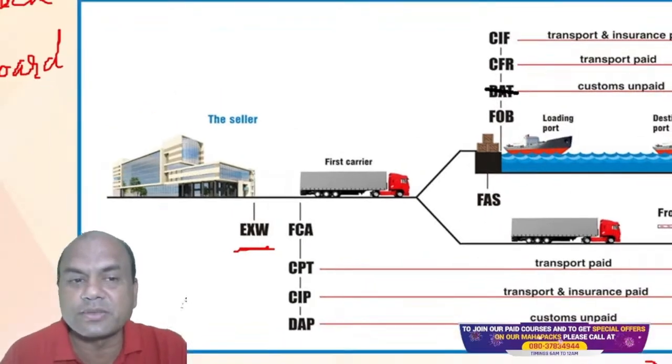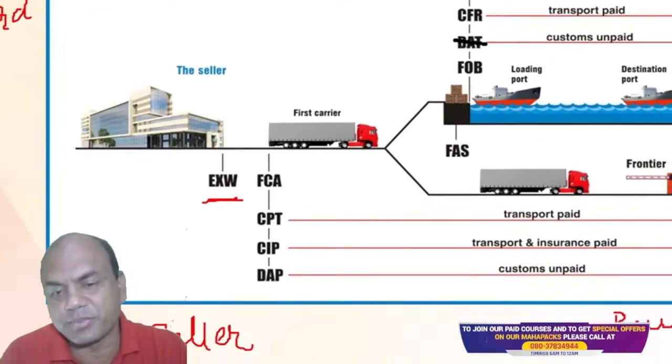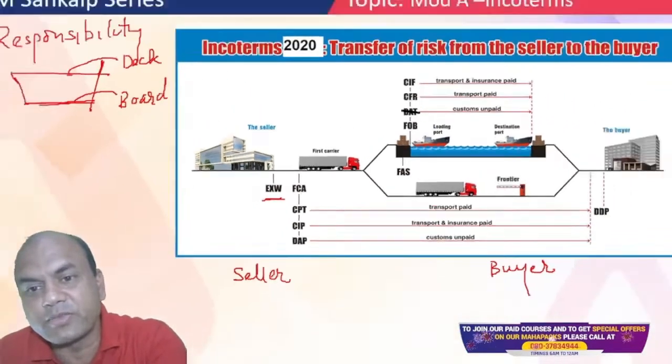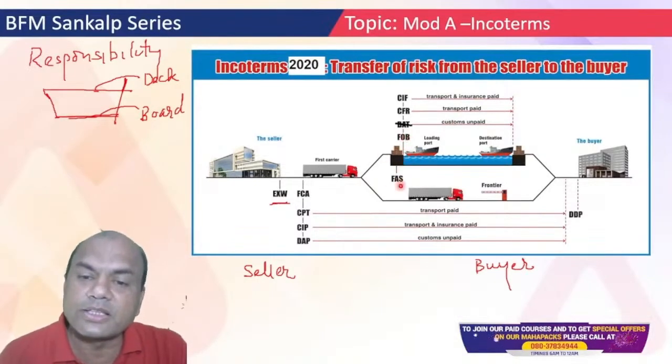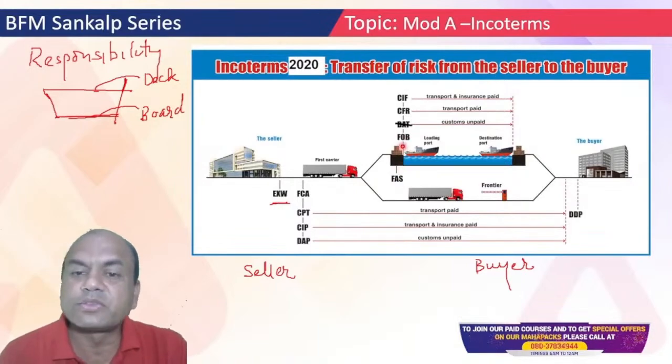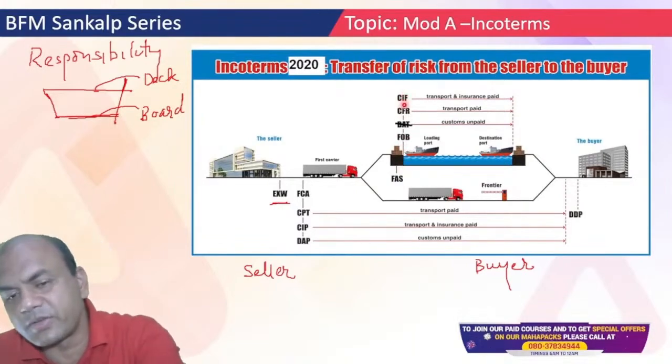Free alongside ship. This is known as free alongside ship, okay? So this is FAS, free alongside ship, got it? Now this is Incoterm FOB, this is FAS. Now next one is CFR and CIF. Look at this, CFR and CIF.